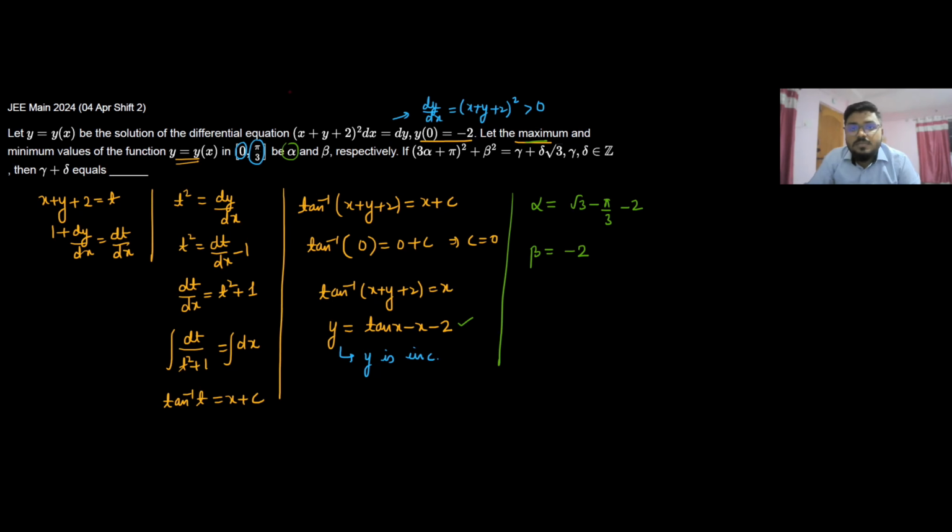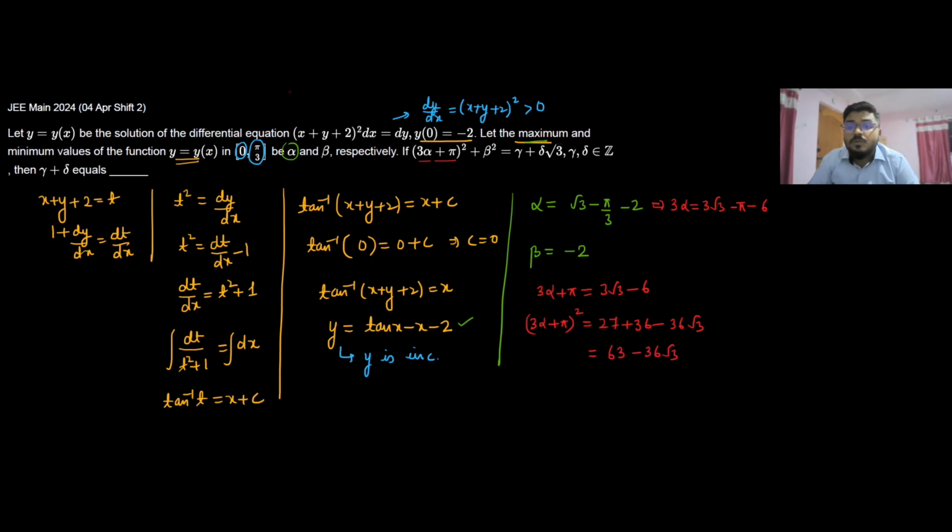They are asking the value of 3 alpha plus pi. So first find 3 alpha. So 3 alpha is 3 root 3 minus pi minus 6. This is 3 alpha. Now plus pi. So 3 alpha plus pi is 3 root 3 minus 6. And then it's a square. So 3 alpha plus pi whole square is 27 plus 36 minus 36 root 3. So this we can write as 63 minus 36 root 3.